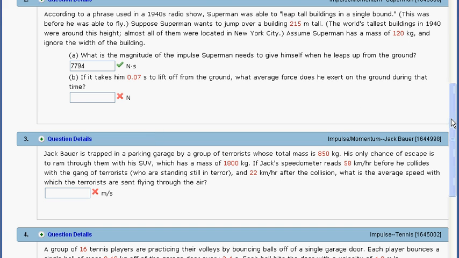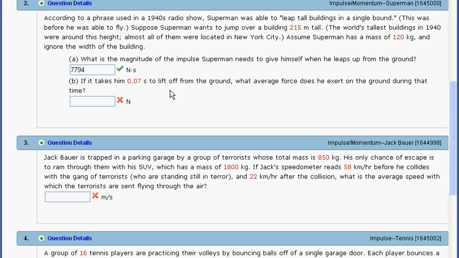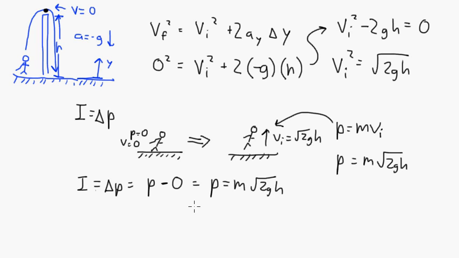Okay, so let's see about part B, which is if it takes him 0.07 seconds to lift off from the ground, what average force does he exert on the ground? And this is actually a much longer time than he would actually have to be able to push off the ground at that speed, but we won't worry about that right now.